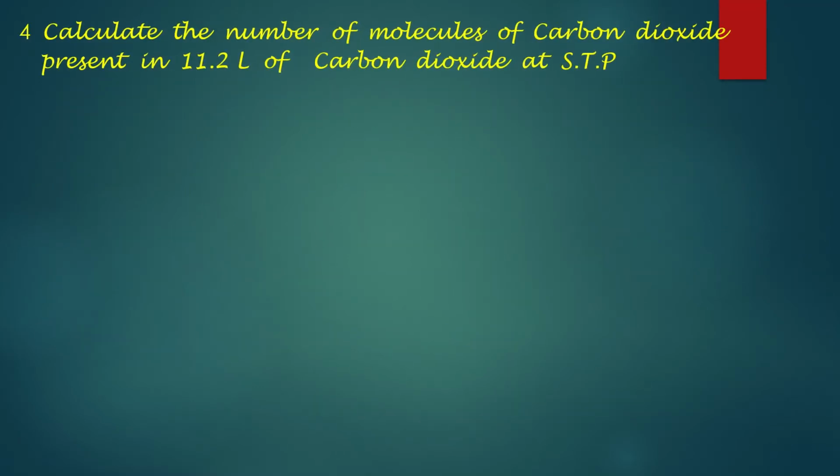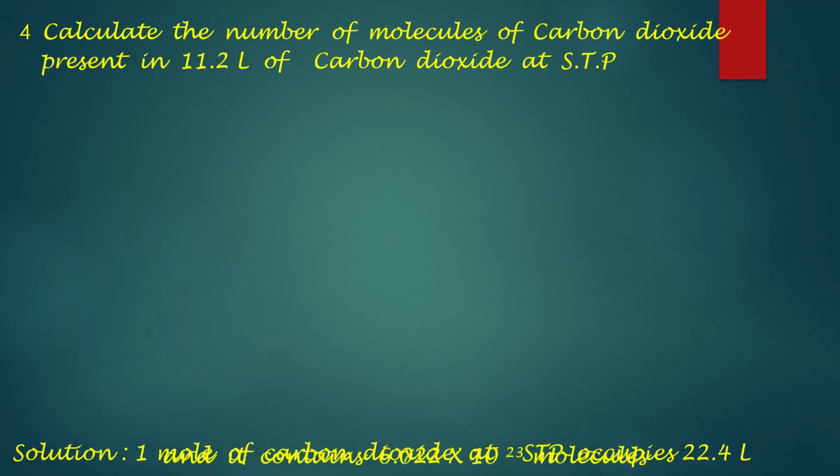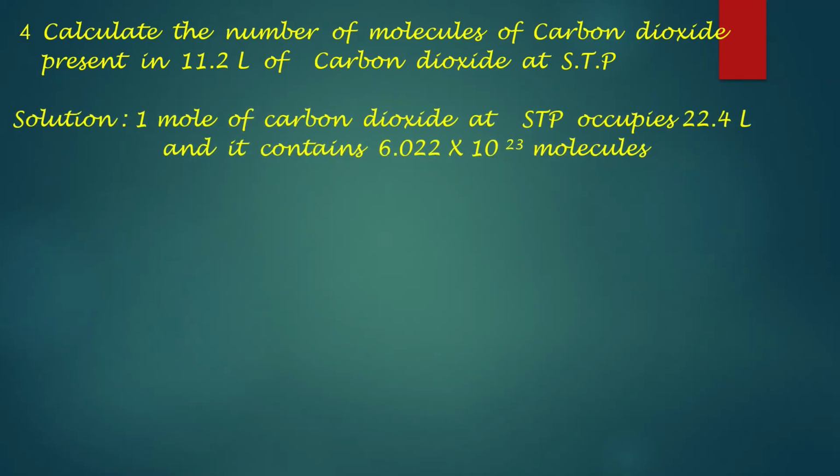Calculate the number of molecules of carbon dioxide present in 11.2 liter of carbon dioxide at STP. For this you have to consider the molar volume. We know that molar volume is the volume of 1 mole of any gas at STP, that is 22.4 liter, and it contains Avogadro number, that is 6.022 × 10^23 molecules, and it is equal to the molar mass.